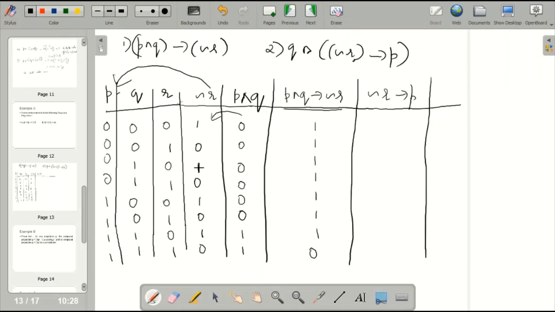Second one is 1, 0. Rest all it is not there. Rest all it is like 1, 1. So only in the first and third case it is 1, 0. Rest all it is okay. That is negation R conditional this, okay.